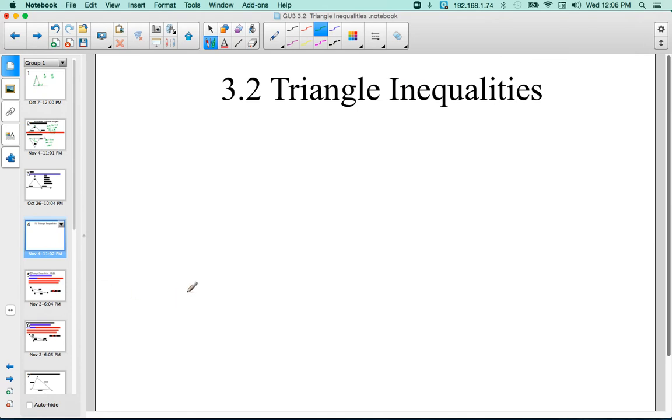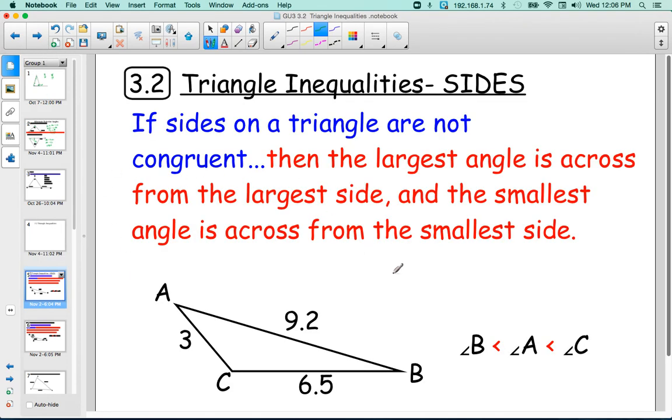All right. Triangle inequalities. That's what the majority of this objective is going to be about. Let's go ahead and move on. So, if sides on a triangle are not congruent, then the largest angle is across from the largest side, and the smallest angle is across from the smallest side. So in this case, our smallest side is 3, therefore B is the smallest angle. The next smallest side is 6.5, so directly across from that, A would be the middle sized angle. And then since 9.2 is the largest side, C is the largest angle.